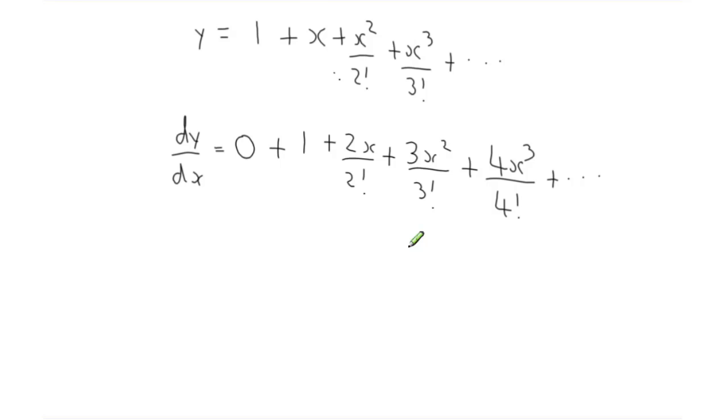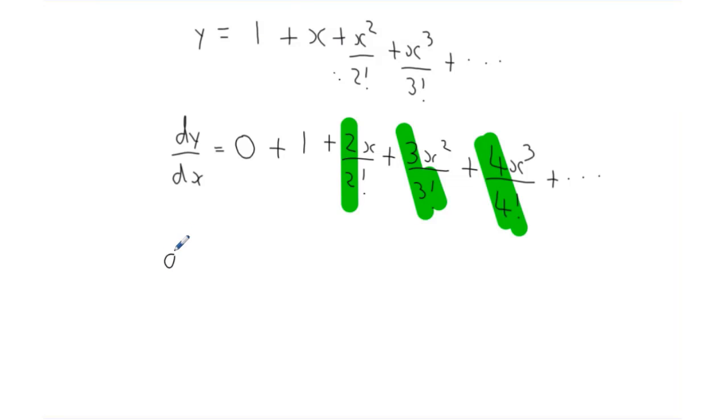If we just look at these, we've seen these simplifications quite a lot. Consider 2 over 2 factorial. Well, 2 factorial is just 2 times 1, which is 2. 2 over 2 is just 1, so this term will just be x. If you consider 3 over 3 factorial, well, 3 factorial is 3 times 2 factorial. So if you have a 3 on the top, a 3 on the bottom, they cancel out, and it'll just be x squared over 2 factorial. In exactly the same way, 4 over 4 factorial is 4 over 4 times 3 factorial, so the whole term will end up being x cubed over 3 factorial.